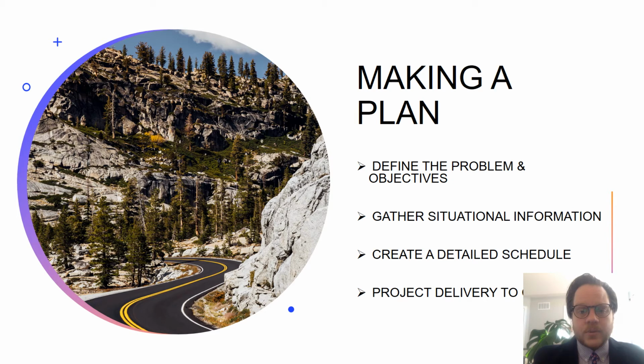Okay, so next we'll talk about the importance of making a detailed plan, which will help you analyze the issues thoroughly. We'll start by talking about defining the problem and the objectives from the client's perspective as well as the group's perspective. We'll talk about gathering situational information.